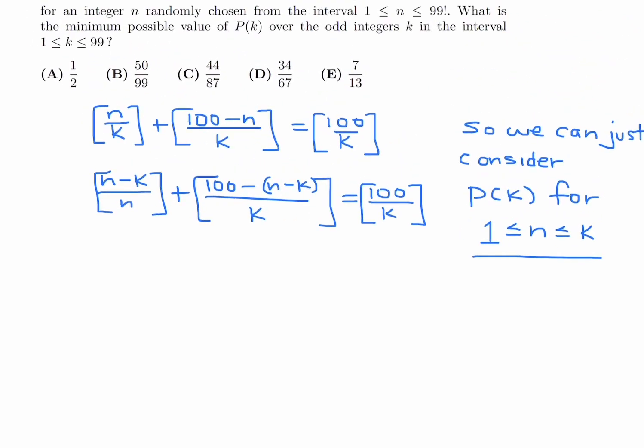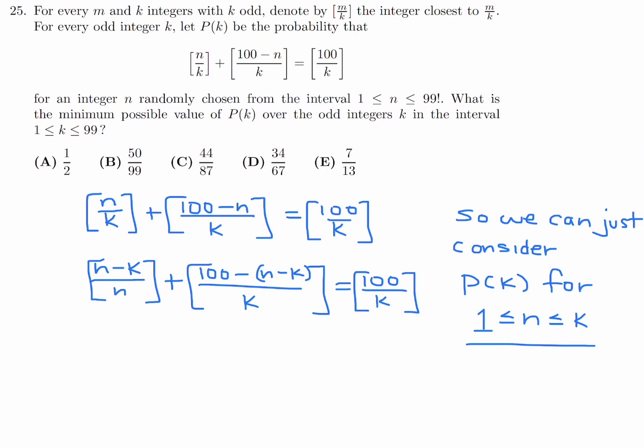Now, another thing I wanted to point out is in this question, look at the answer choices. P at k is what we are interested in, the minimum possible value of P at k. Now, the probability of anything is always a fraction, where you have a numerator and a denominator. The denominator is the total number of cases. If n is between 1 and k, the range is from 1 to k, so the total number of cases is k. So the denominator is going to be k.